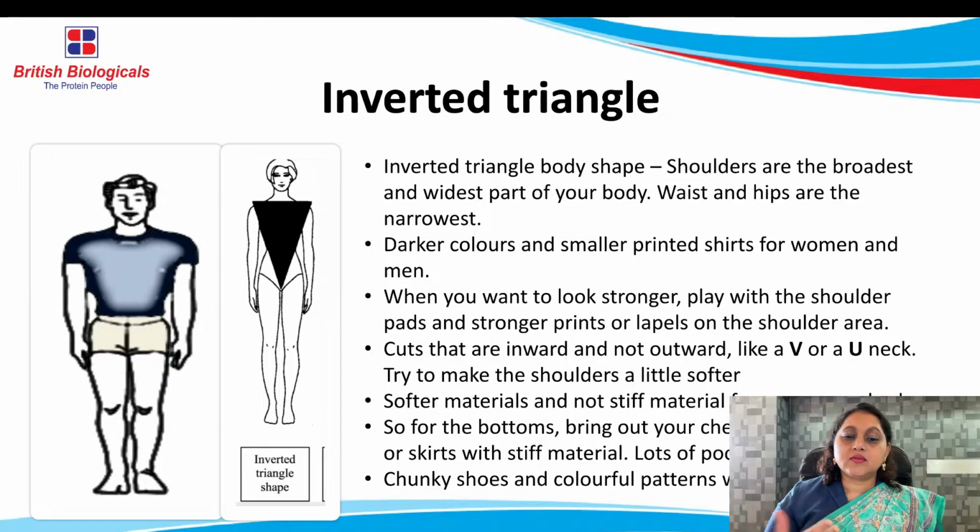All right, so inverted triangle body shape, shoulders are the broadest and widest part of your body, the waist and hips are very narrow. So if your shoulders are like that, then the waist and hips come down very narrow this way. So they're very narrow and they don't have much muscle mass down there, right? So that variation looks a little countered, countering can be done there.